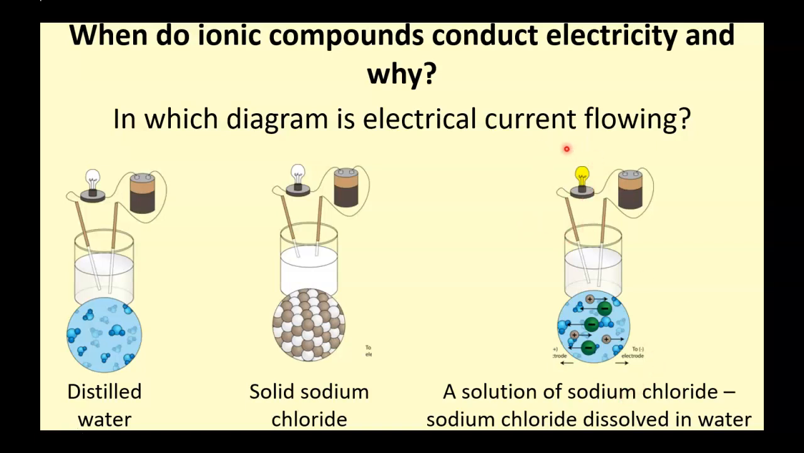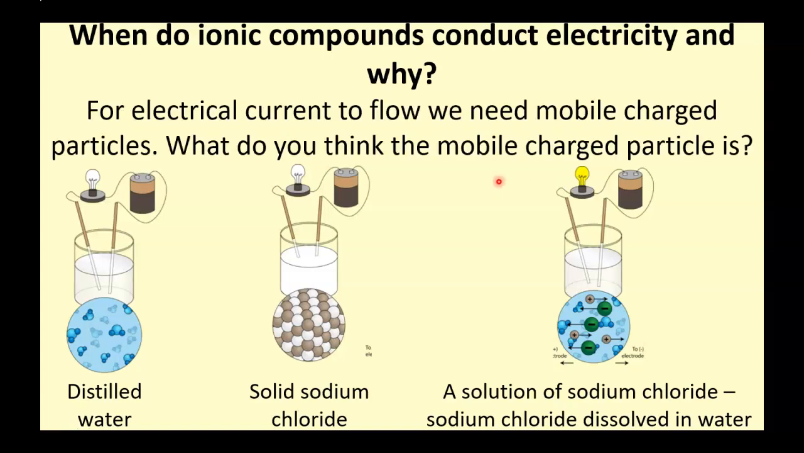If we look at the diagram, we can see there is a light bulb lit for a sodium chloride solution. This means we've got a complete circuit and electricity can obviously flow through the circuit. For electrical current to flow, what we need is mobile charged particles. What do you think the mobile charged particles are, or is, in one of the diagrams?